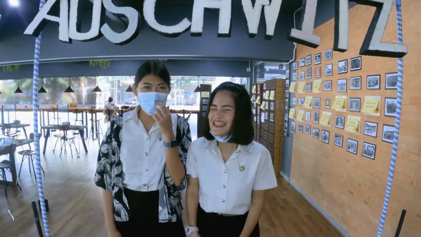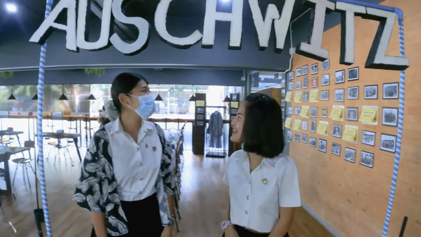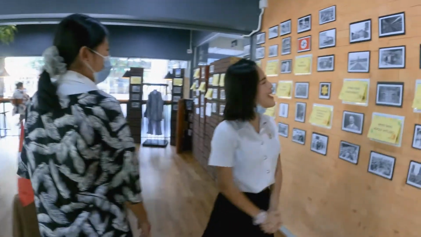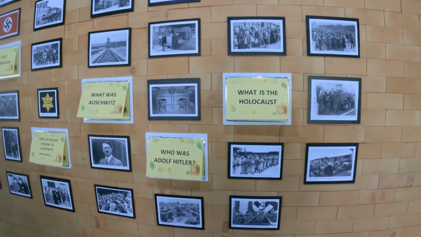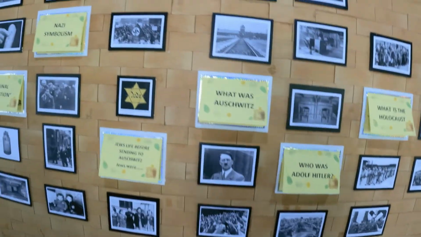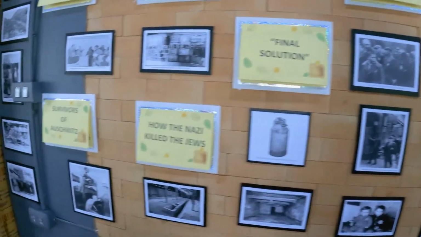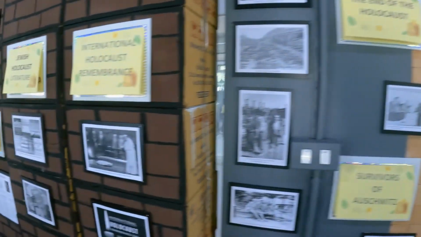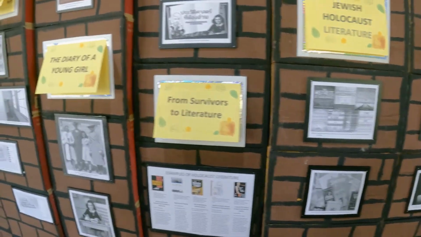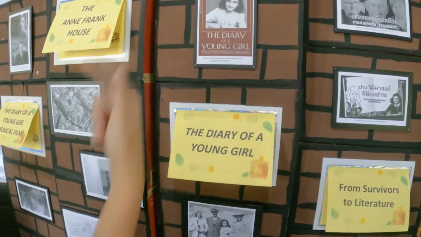Hi. Today we would like to present our station. Okay, let's go. And this way, this is the information about Jews and the Holocaust. And Anne Frank, and the three young girls.